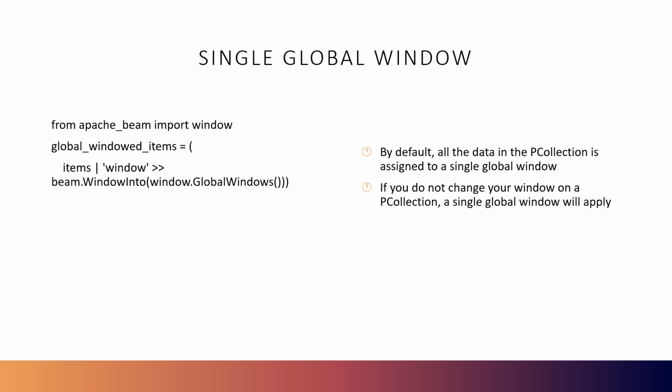All right, this one's really short and sweet, so I just put it all on the same page here. By default, all data in a PCollection is assigned to a single global window. If you do not change your window on a PCollection, a single global window will apply. So if you want that to change, you actually have to go in and change the settings. But over here on the left is the example code for the single global window. You really do need to know that that is the default.